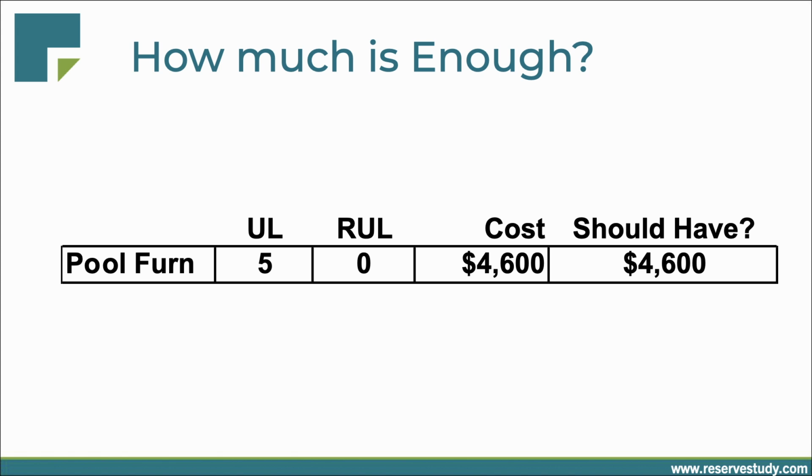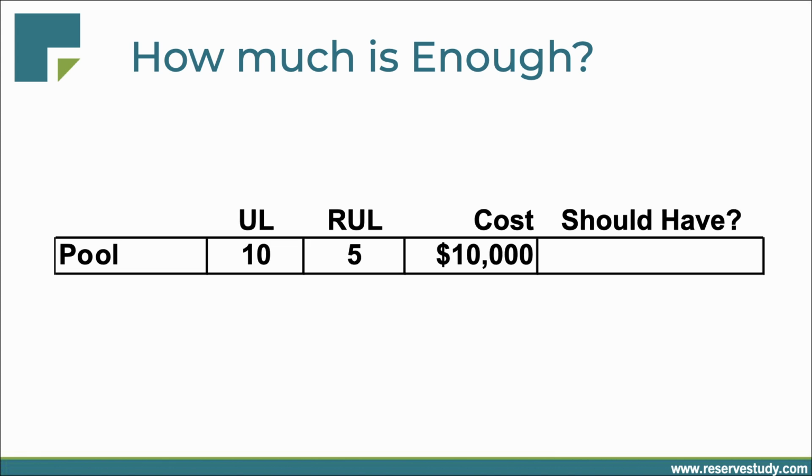And if you're thinking like most people, you're thinking, I want to buy $4,600 worth of pool furniture, I'd like to have $4,600. So yes, when the remaining useful life is 0, you want the money. You want to have it all available. So you should have at least that much in reserves. And let's do it again.